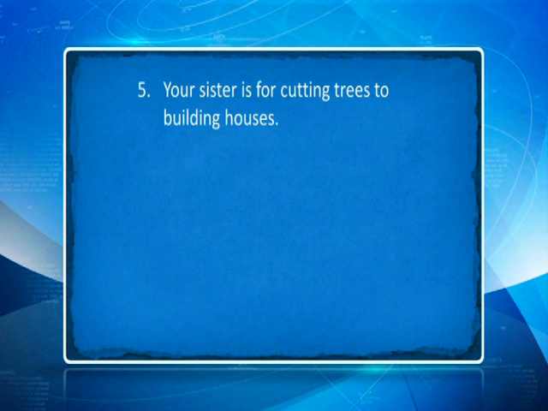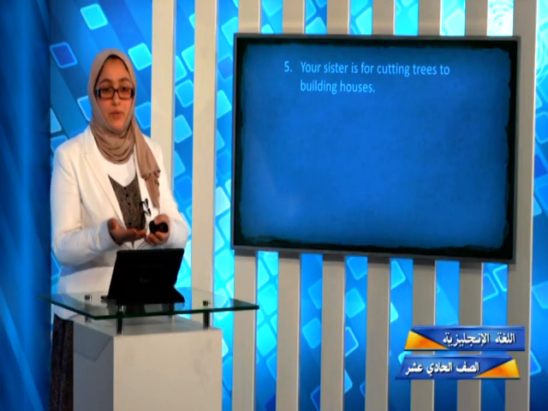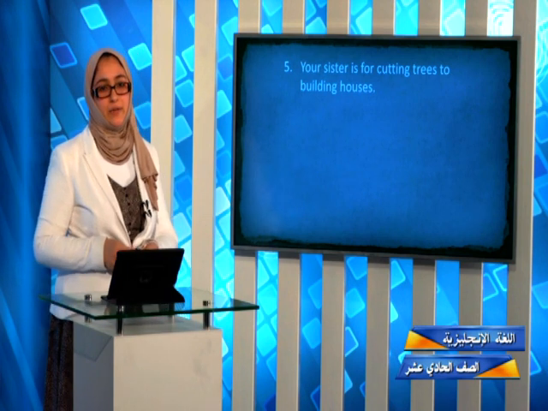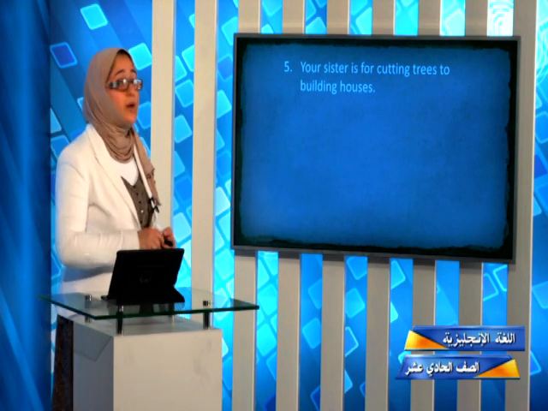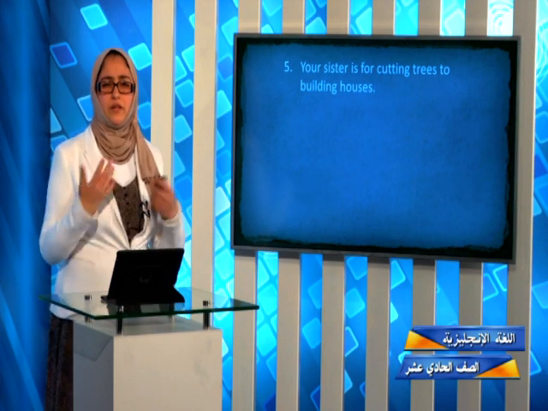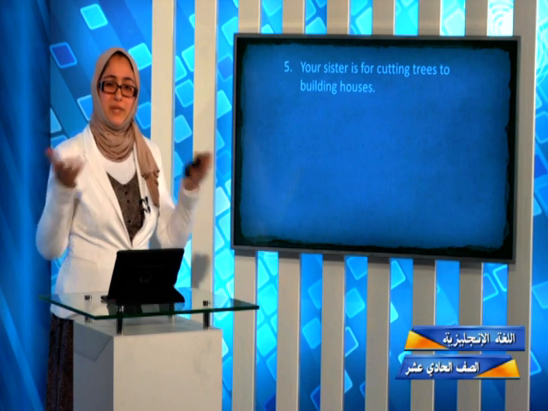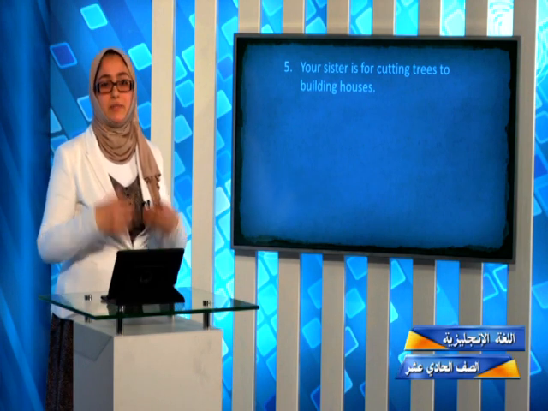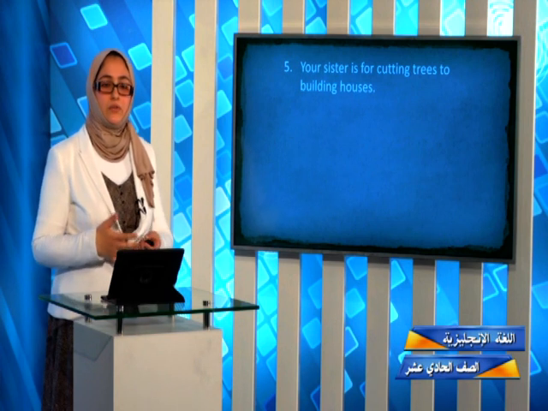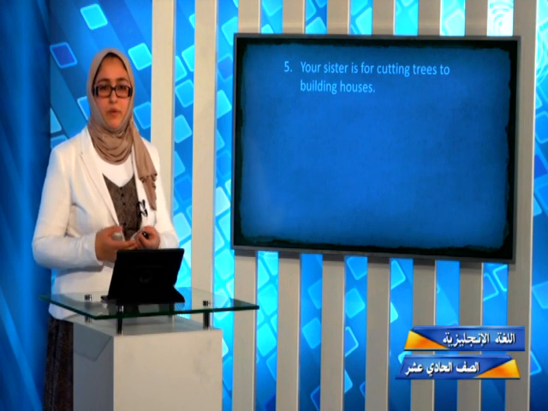Your sister is for cutting trees to building houses. Now the word for here indicates that your sister is for, or she is agreeing with, or she believes that this should happen, cutting trees to building houses. And it's a real problem in countries where there are a lot of forests. They're cutting down trees, there's a lot of deforestation to make way for buildings and ultimately cities. So based on your beliefs and what you believe in as a person, what would you say to her?